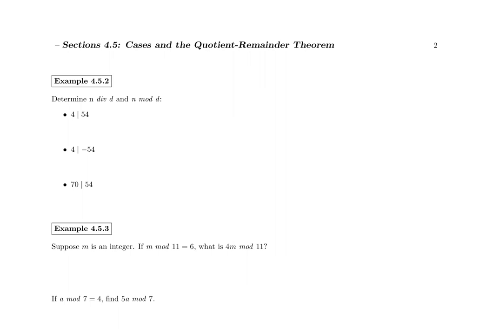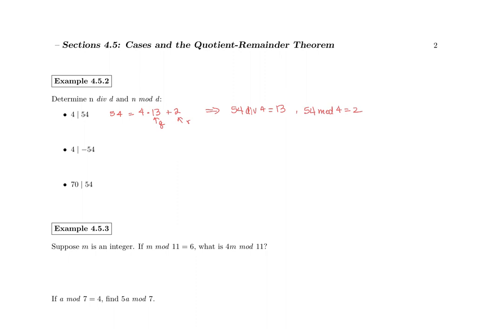Let's determine some n mod d and some n div d. If we look at 4 dividing 54, remember we already said on the last page that 54 equals 4 times 13 plus 2. 13 is my q, 2 is my r. So 54 div 4 is 13, and 54 mod 4 is the remainder, which is 2.